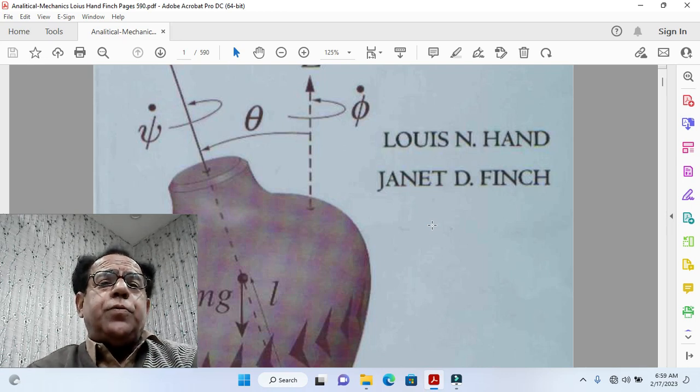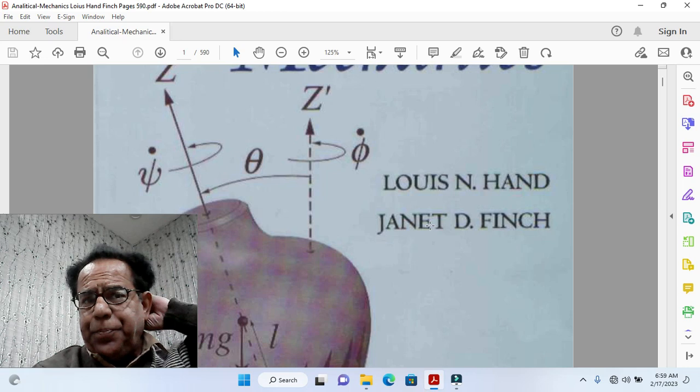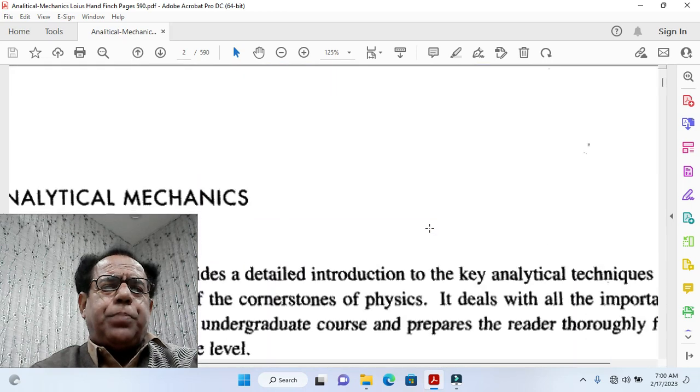There are 2 authors of this book under the title Analytical Mechanics, and these 2 authors are Lois N. Hand and Janet D. Finch. For Janet D. Finch there is less probability of improper pronunciation, but the word Lois is slightly unusual, so there may be a mistake of improper pronunciation.